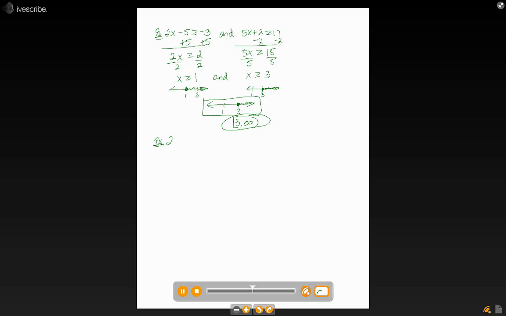So let's look at this one. 2x minus 3 greater than 1, and 3x minus 1 less than 2.